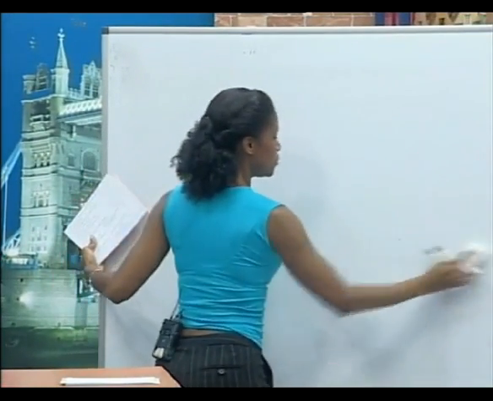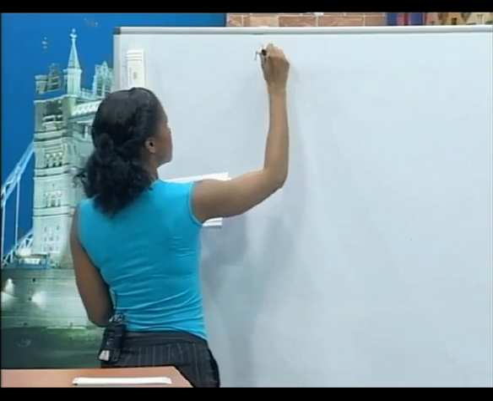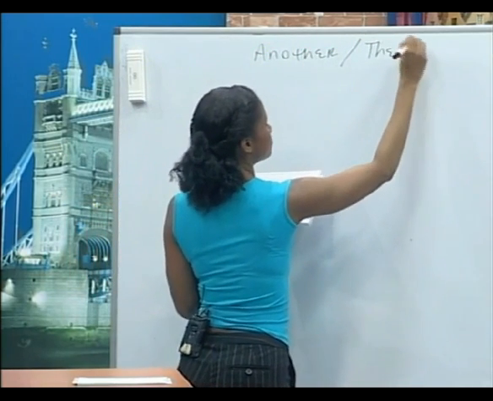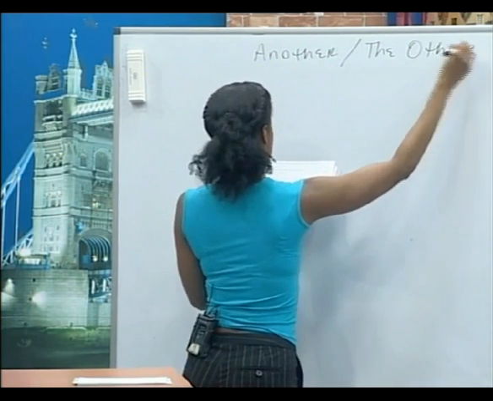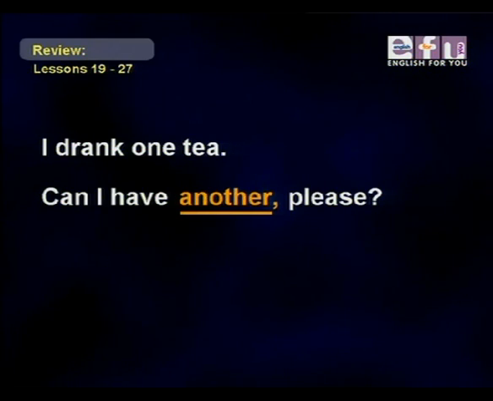Now we want to use either "another" or "the other." All right, the first one is for Alberto. I drank 1 tea. Can I have another one, please? I drank 1 tea. Can I have another one? Okay. I drank 1 tea. Can I have another, please?